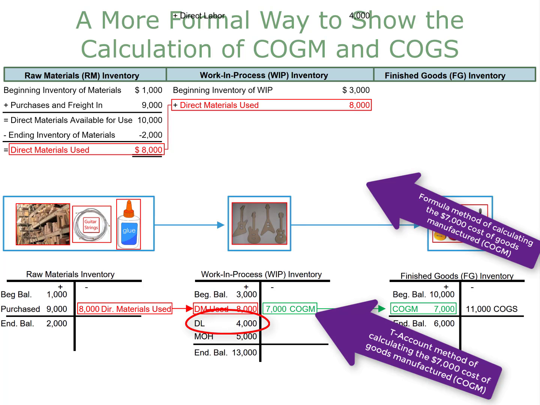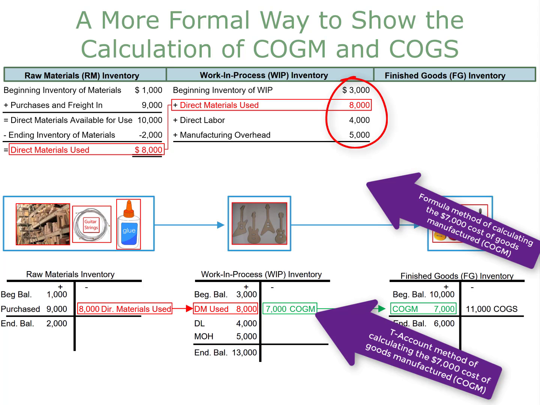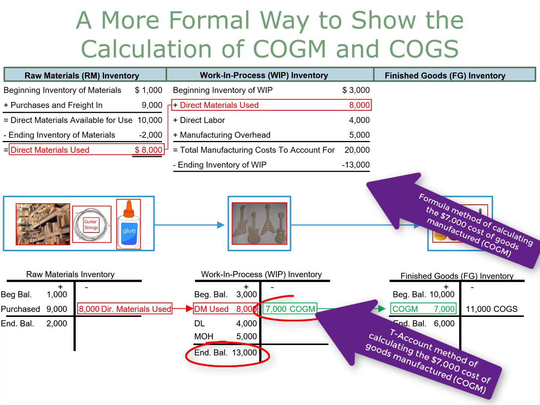Then we add direct labor and manufacturing overhead. When we add the beginning inventory to the three product costs, direct materials, direct labor, and manufacturing overhead, this gives us total manufacturing costs to account for. We then subtract ending inventory of work in process, and this gives us the cost of goods manufactured.